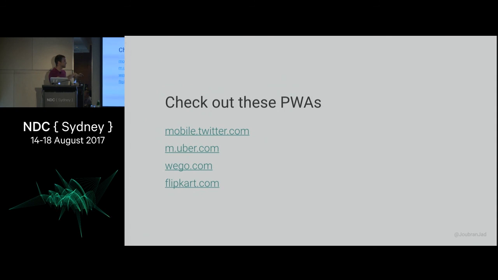Also, Uber has released a progressive web app that's using Preact, code splitting as well, and preloading. And this is amazing because they have like 40 different JavaScript files, but they only load them once they're needed. You can also check out Wigo, which is built in Polymer or Polymer 2, and Flipkart, which is built in React.